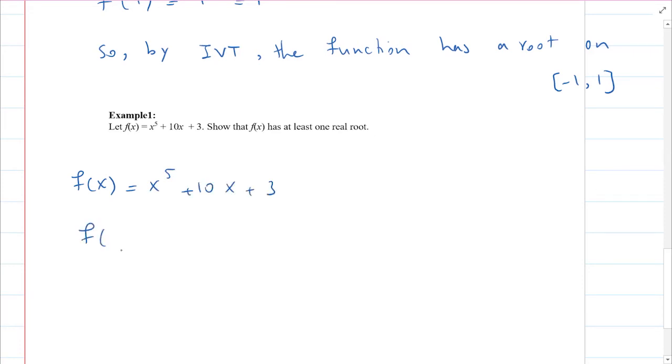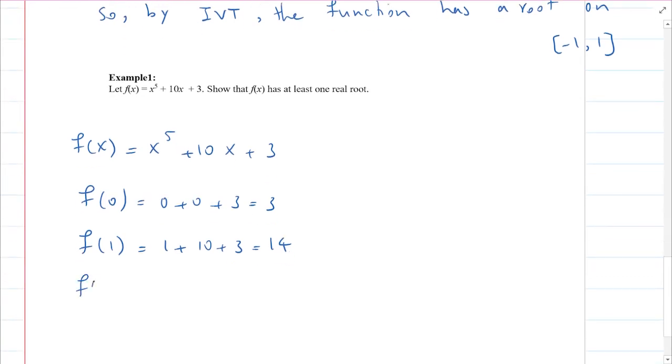Think about two numbers. You might want to start substituting some numbers. For example, I can substitute 0. That gives me 0 plus 3, which is 3. I can substitute 1. That's going to be 1 plus 10 plus 3. So that would be 14. So you see that this doesn't work because you're not getting opposite signs for both of them.